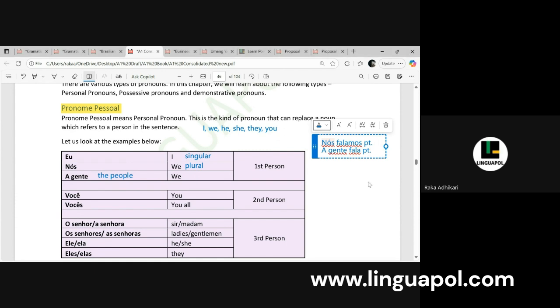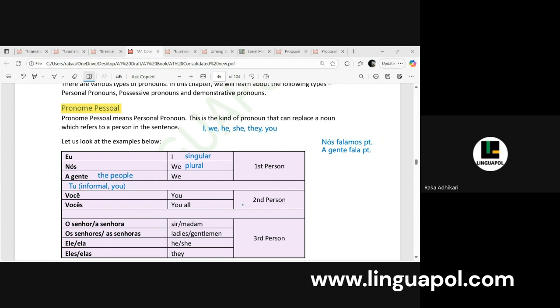Then for the second person, very important, we have to include tu as well. So tu is the informal you. Informal version of you. We call it tu or tum in Hindi. So that is second person singular, tu. Tu means you, informal. Then we have você.